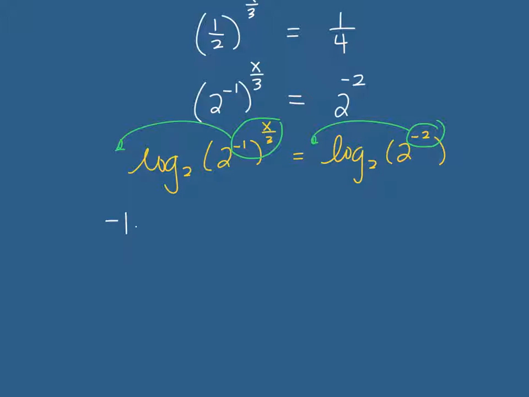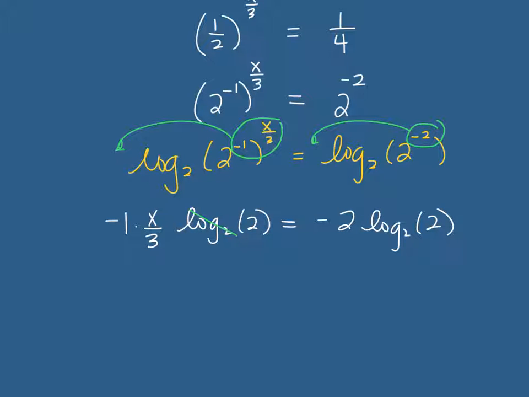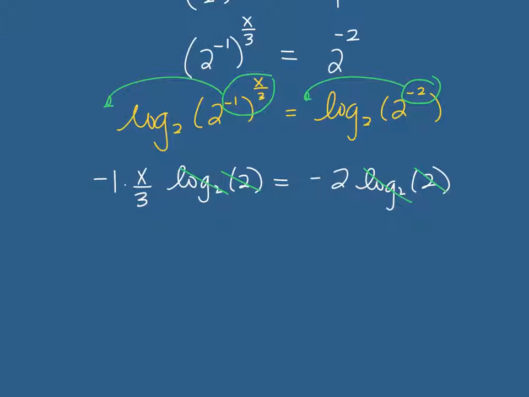So that will give me a -1 and an x over 3 all in front of log base 2 of 2. And on the other side it will give me -2 in front of log base 2 of 2. So here I have an opportunity to cancel out the log base 2 of 2 on both sides, which leaves me with -1x over 3 equals -2. Maybe you want to cross multiply here, like drop a 1 under there or something. So when you cross multiply, you get -1x equals -6. So x is 6.